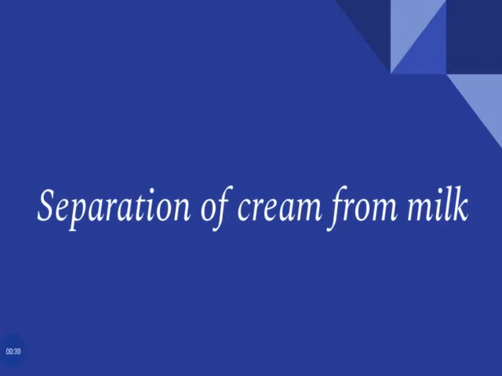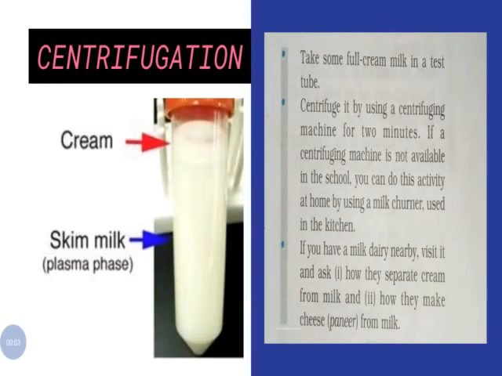Sometimes the solid particles in a liquid are very small and pass through a filter paper. For such particles, the filtration technique cannot be used for separation. Such mixtures are separated by the method centrifugation. I repeat, the name of the process is centrifugation.